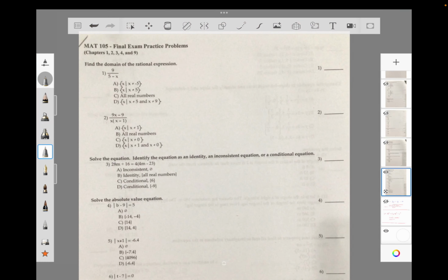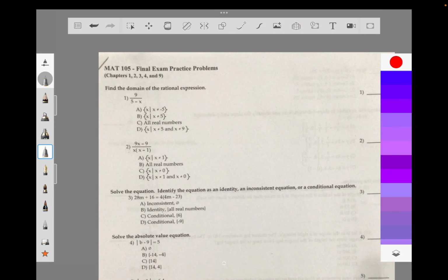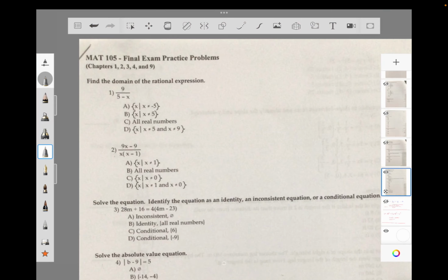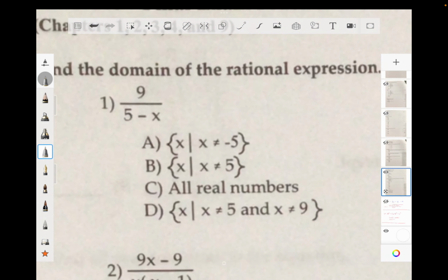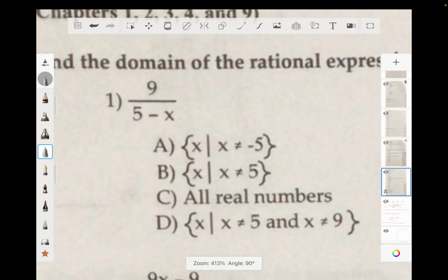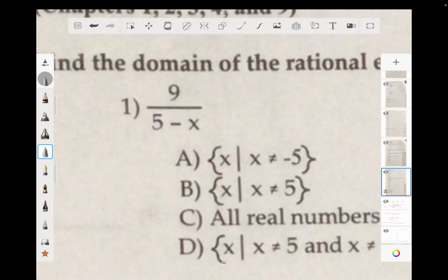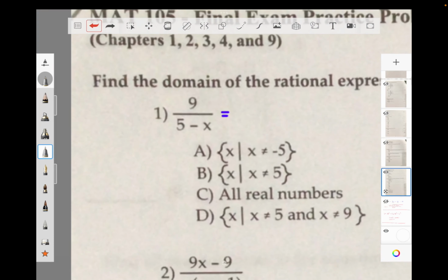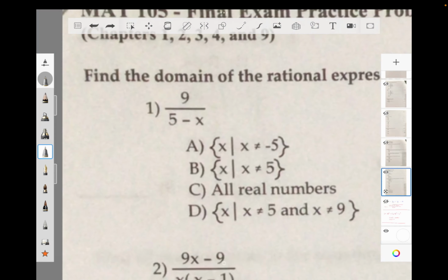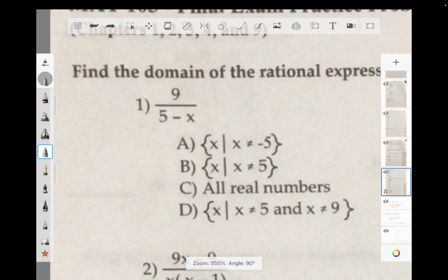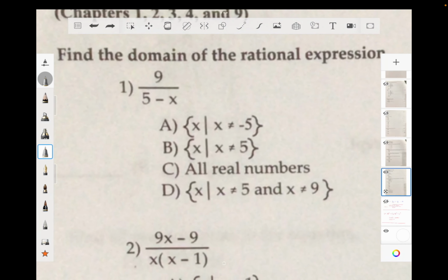Find the domain of the rational expression. Remember, the domain is the x coordinate, so it's saying find all x coordinates where this rational expression exists. What you cannot do for all functions is divide by 0. So you have to find when this denominator is equal to 0. And when is it equal to 0? It has to equal 0 when it equals 5. So it'd be B.